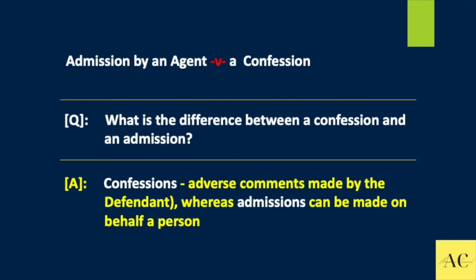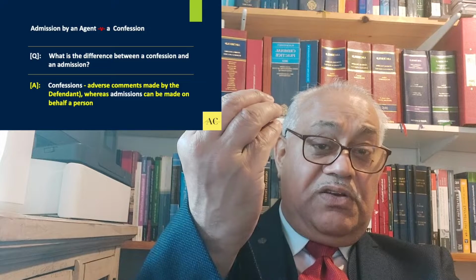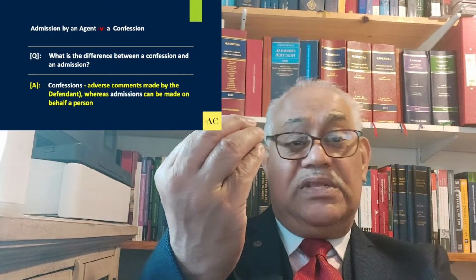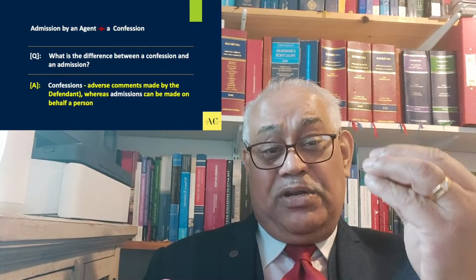What is the difference between a confession and an admission? The difference is confessions are made by the person who's making the statement to his or her detriment. In other words, adverse comments. Whereas admissions are made on behalf of the principal by an authorized third party. To put it simply, confessions come from the defendant or the suspect. Admissions come from the person that the defendant has appointed.